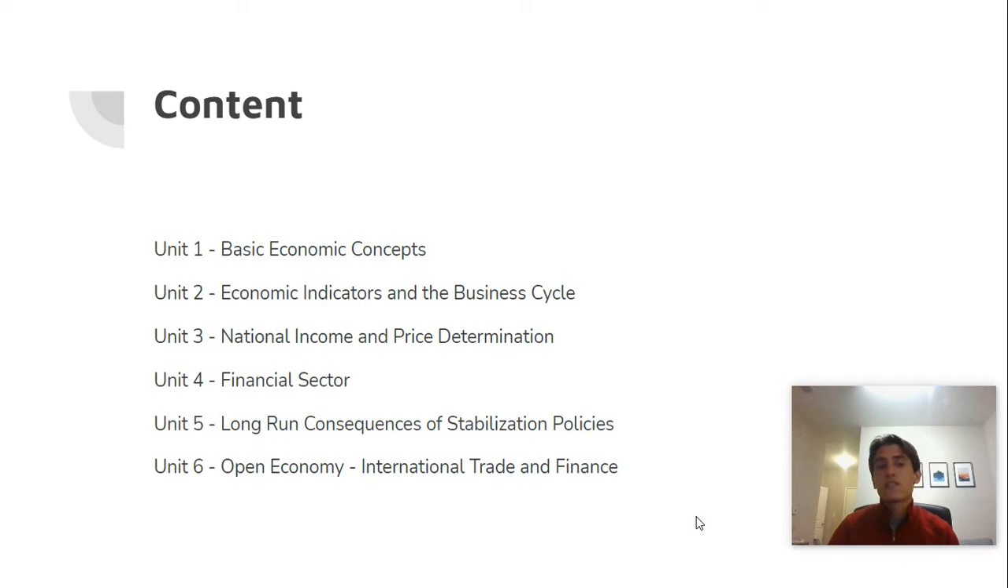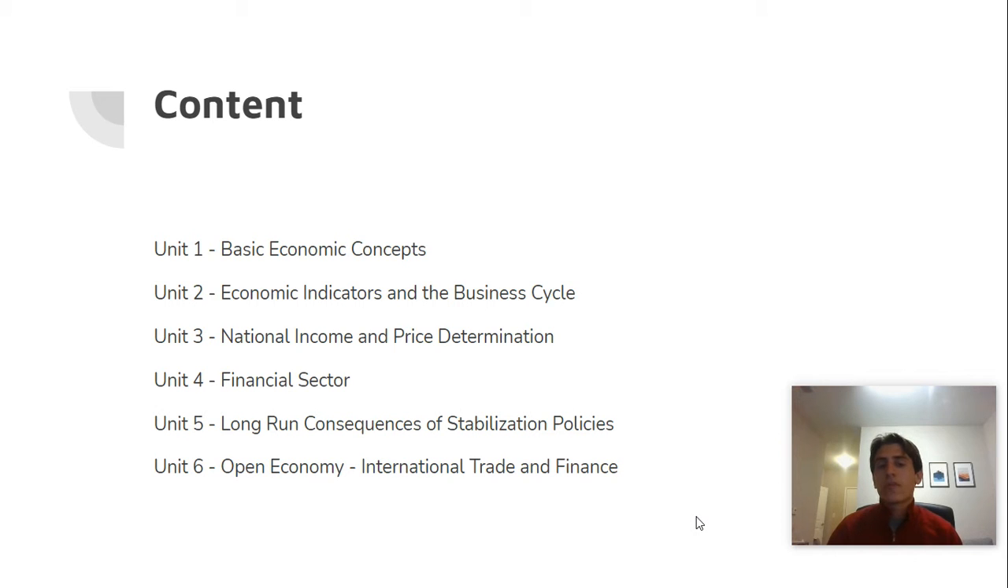So here are the 6 units that are covered in AP Macro. We're going to be starting off with basic economic concepts. Because macro focuses on the economy as a whole, the larger economy, we're going to be covering individual markets in basic economic concepts. And then we're also going to be covering things like scarcity, comparative advantage, trade, and production possibilities curves.